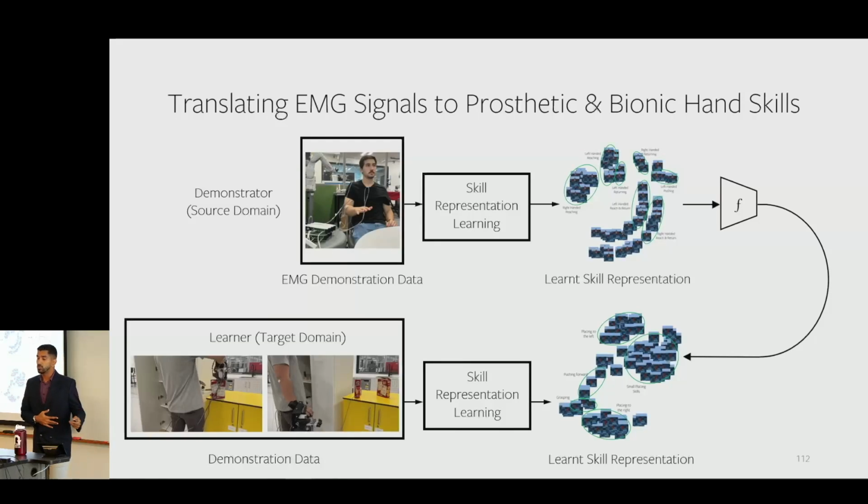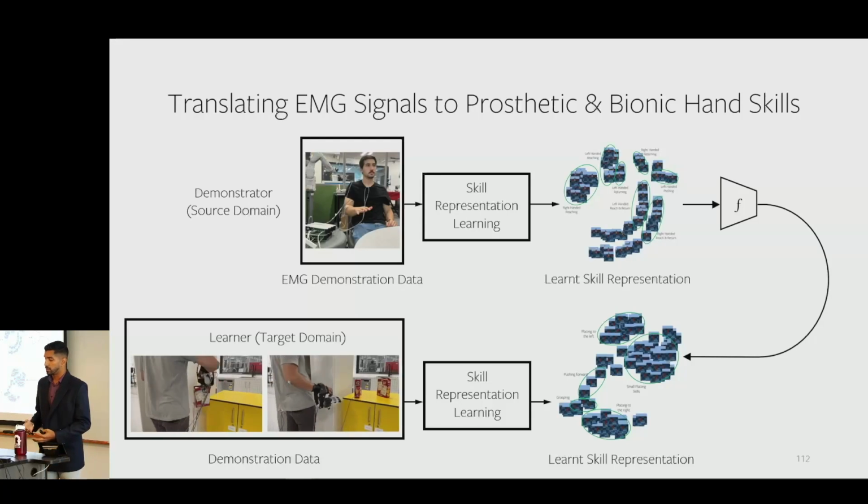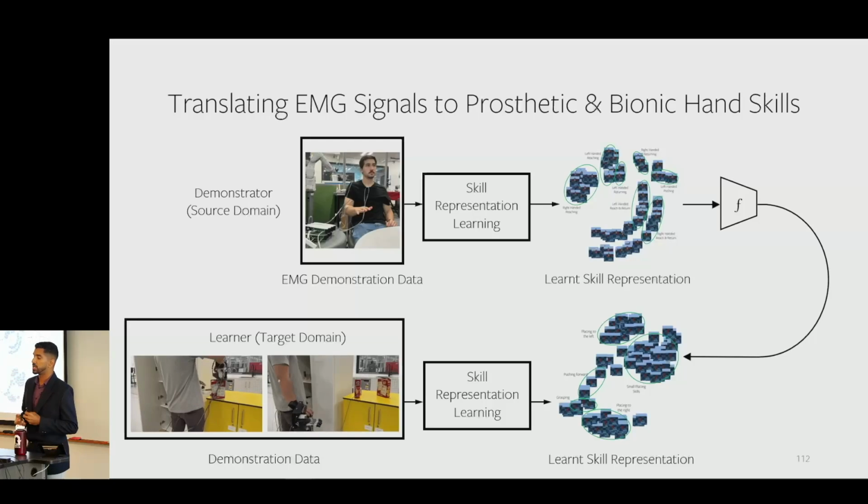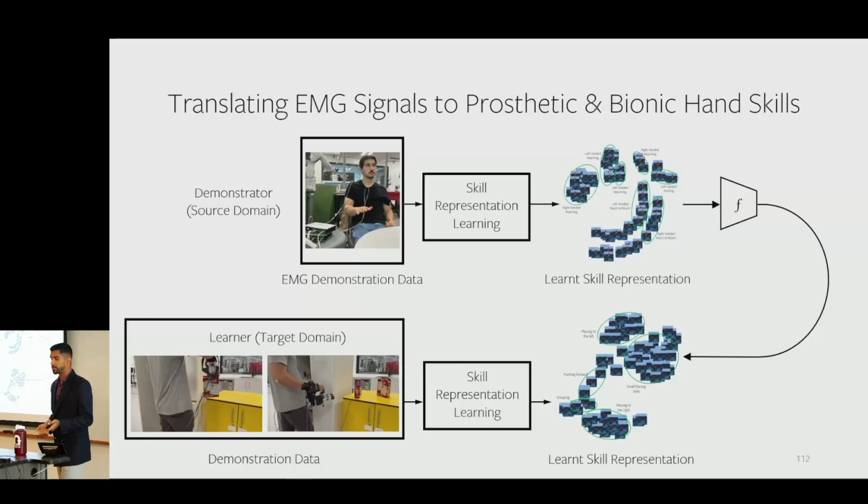Another area that I think would be really useful is translating from more abstract signals, such as EMG signals, to prosthetic and bionic hand control. And I think this could be a really cool way to make this technology both more accessible and design it more with accessibility in mind.